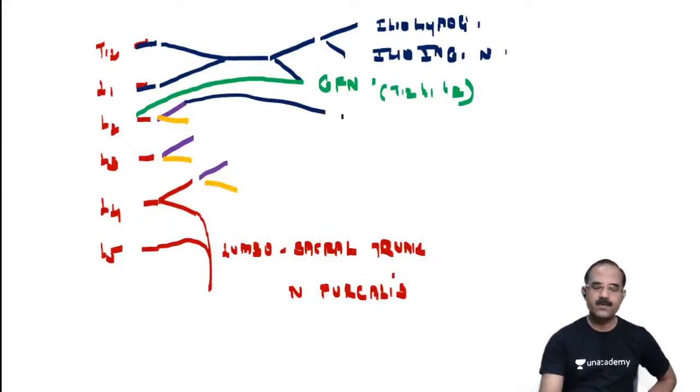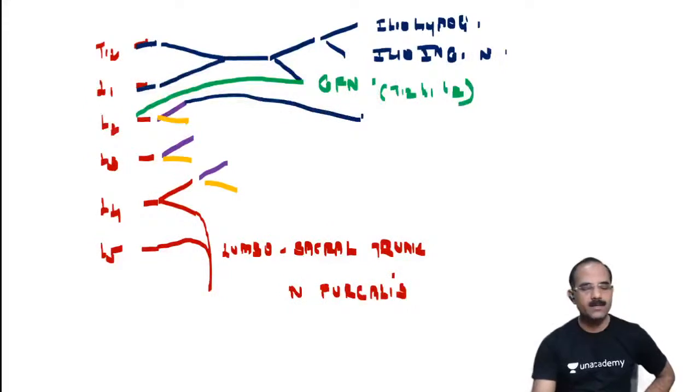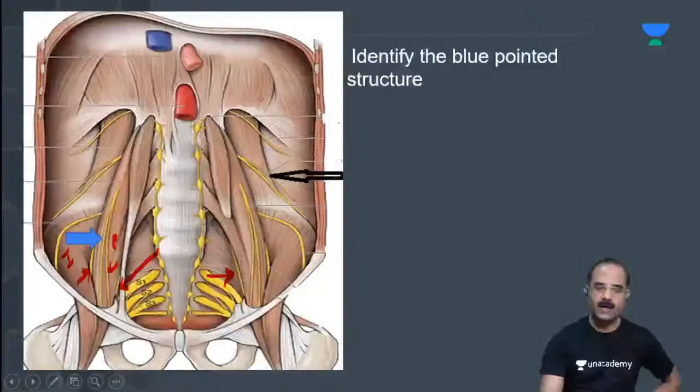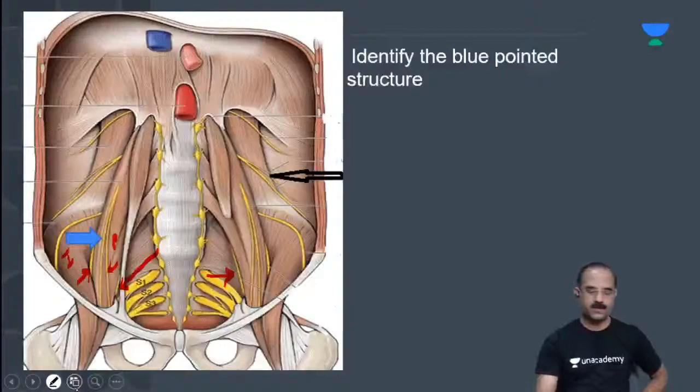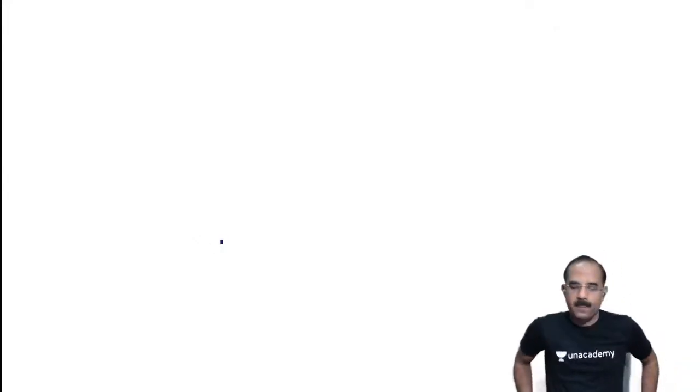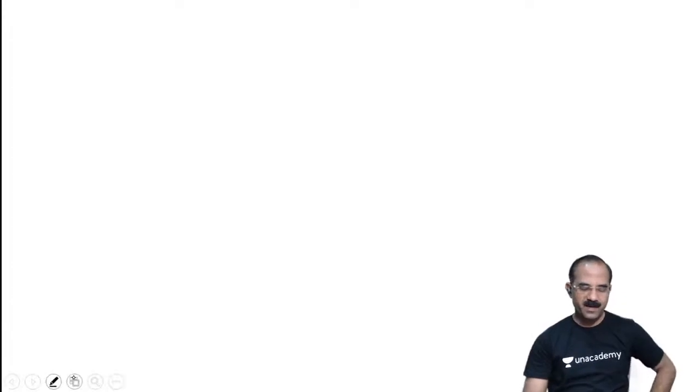Now the dorsal division of L2 and L3 forms what? Dorsal division of L2 and sorry, my God, it's gone. I'm so sorry for this. I'll make that again for you. Just one moment. Once this is gone, it doesn't come back.